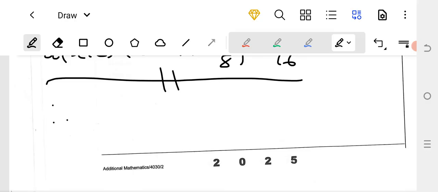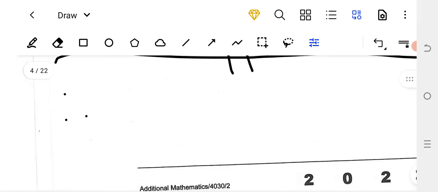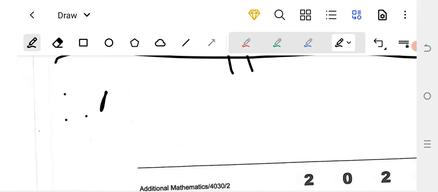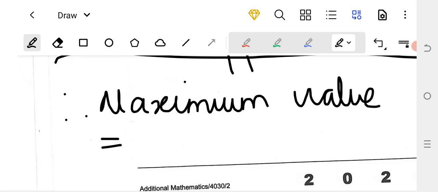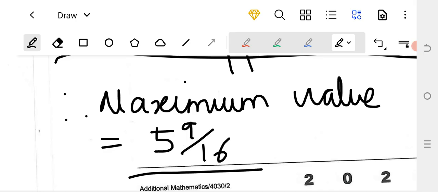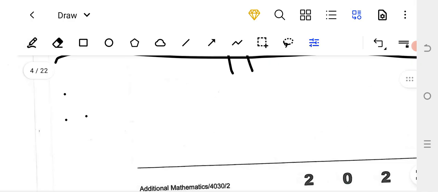Therefore, maximum value is equal to 89 over 16. When you simplify it nicely, you are going to have a 5 remainder 9 over 16. This is your maximum value.